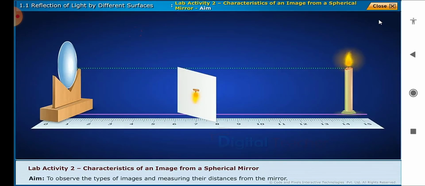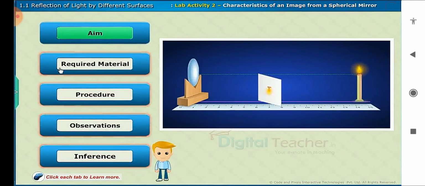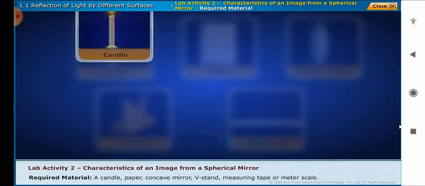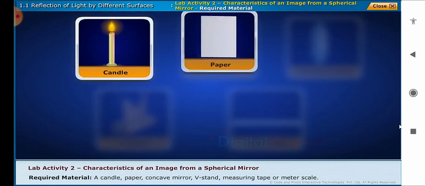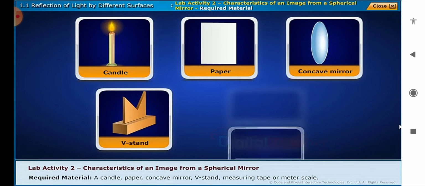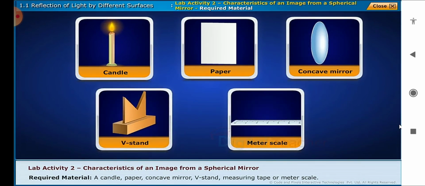The aim of this activity is to observe the types of images and measure their distances from the mirror. The required materials of this activity are a candle, paper, concave mirror, V-stand, measuring tape or meter scale.